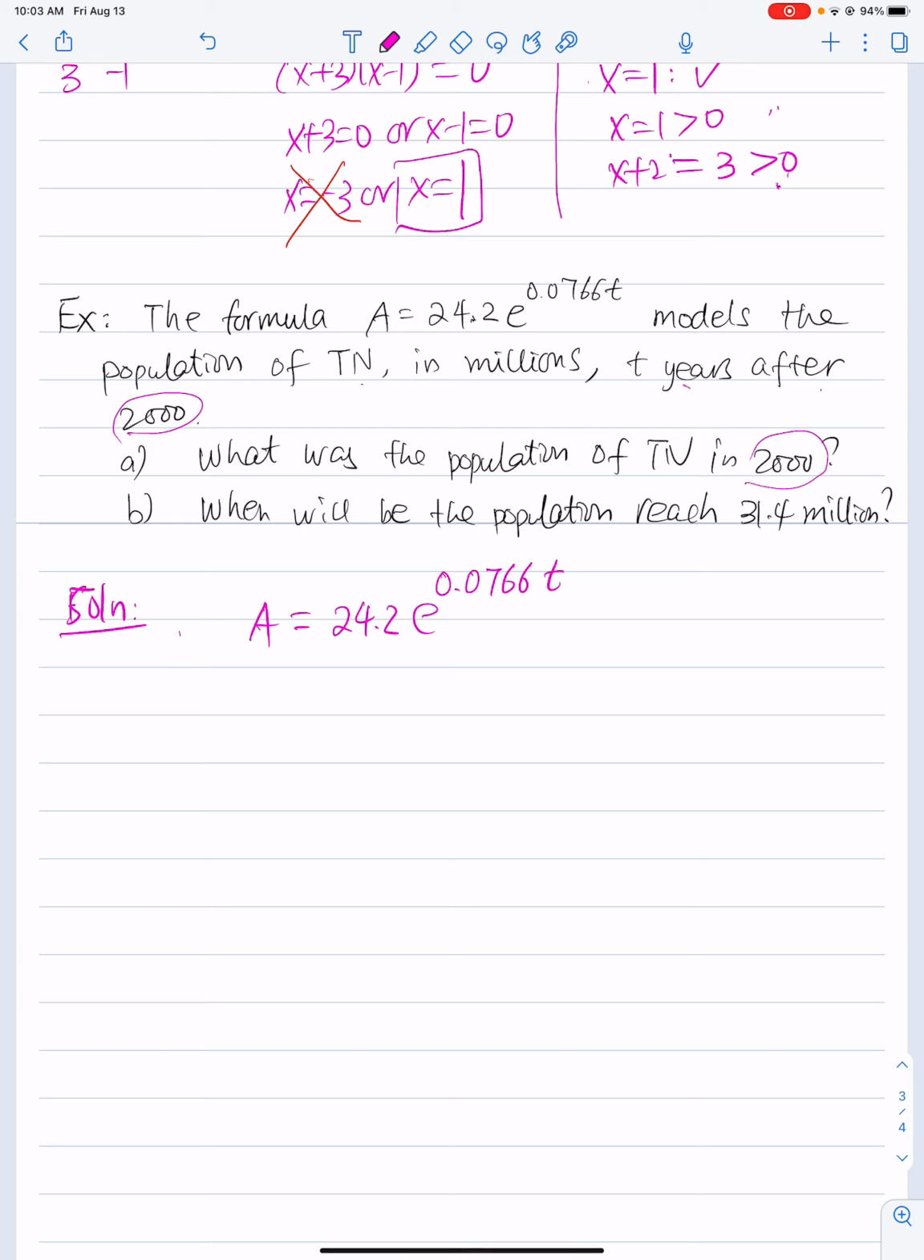At 2000, part A, your t equals what? 0, not 2000. Are you with me? Because t is years after 2000, and 2000 is 0 years after 2000. So what will be A? It's 24.2, since e to the anything times 0 is 0. e to the 0 is what? 1. So it's 24.2 million.